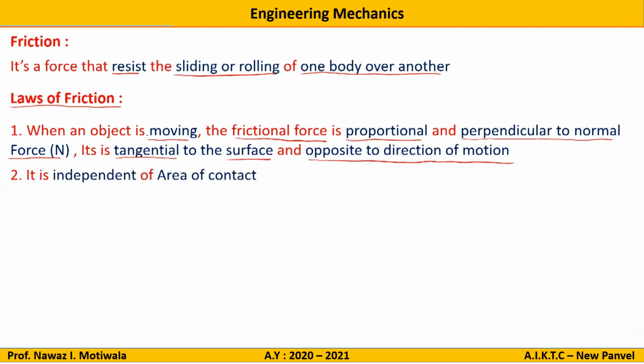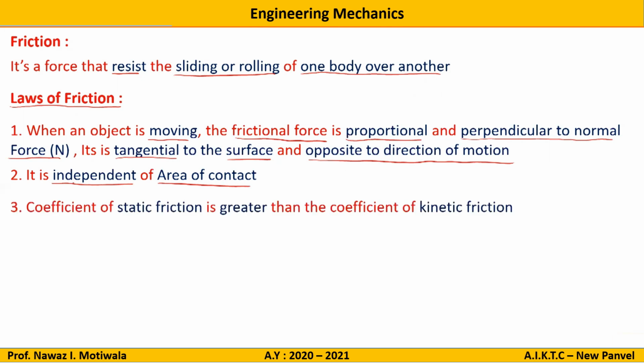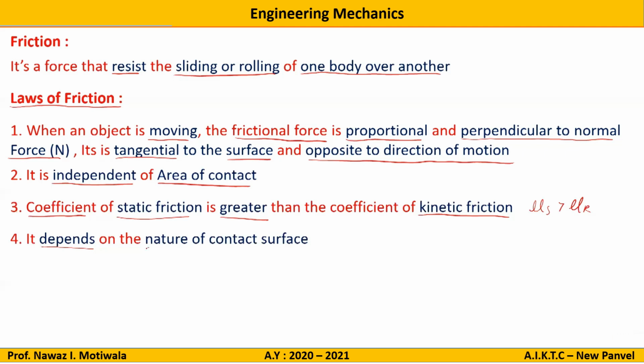The second law is that it is independent of area of contact. Friction does not depend on area of contact. Third, the coefficient of static friction is greater than the coefficient of kinetic friction, so I can write mu s is greater than mu k. Next, it depends on the nature of the contact surface.